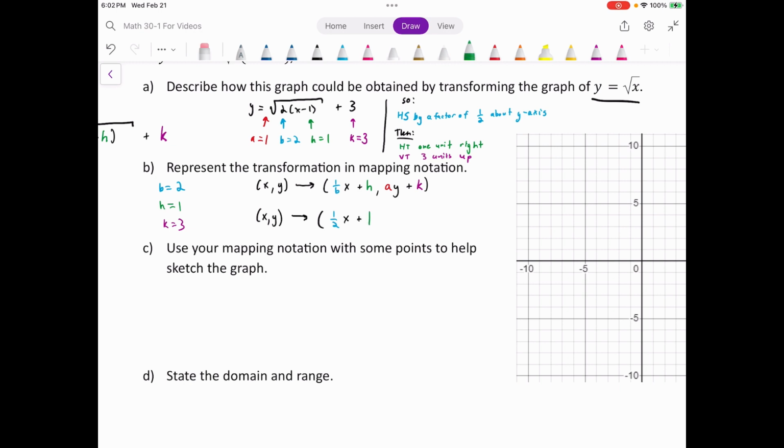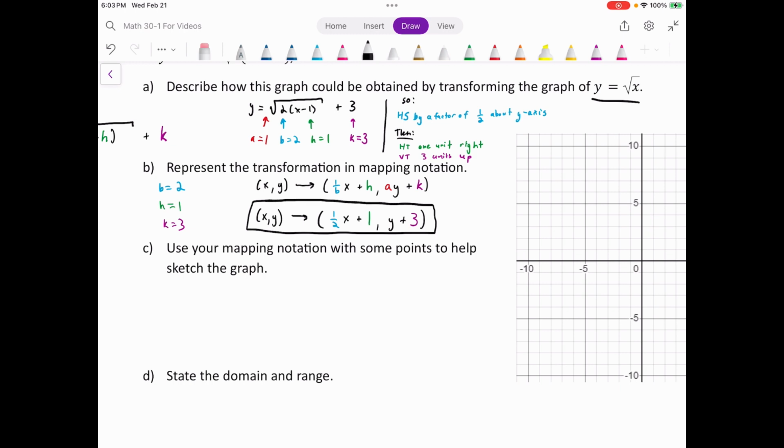because that's our h. So a point that was at some x is now going to be at that x times 1/2 plus 1. What about the y's? Well, our a is 1, so I'll just leave it out here, but our k is 3. So whatever y it was at before, it's now going to be at y plus 3. If it was at 0, now it's at a y of 3.